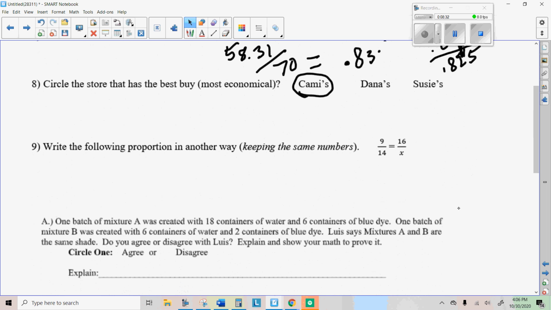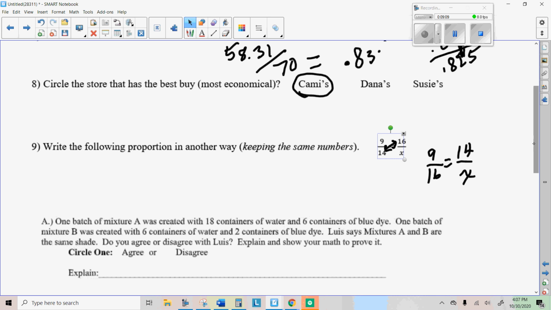All right, number 9 says, write the following proportion in another way, keeping the same numbers. When you do that, you need to make sure that you have the same cross product. At least that's one way to do it. So you could switch those two around, 16 and 14. And that's not going to make a difference in the answer, because you're still multiplying 16 times 14, right? And then dividing by 9. So that would be the same.